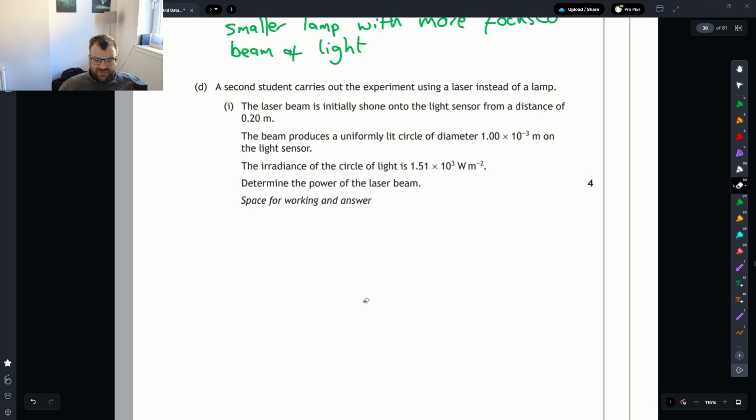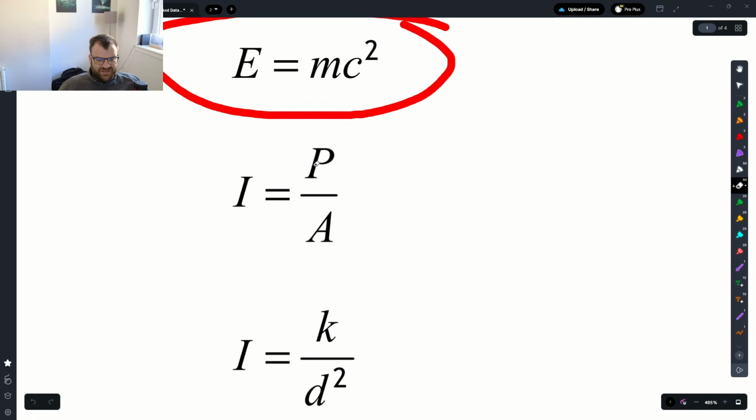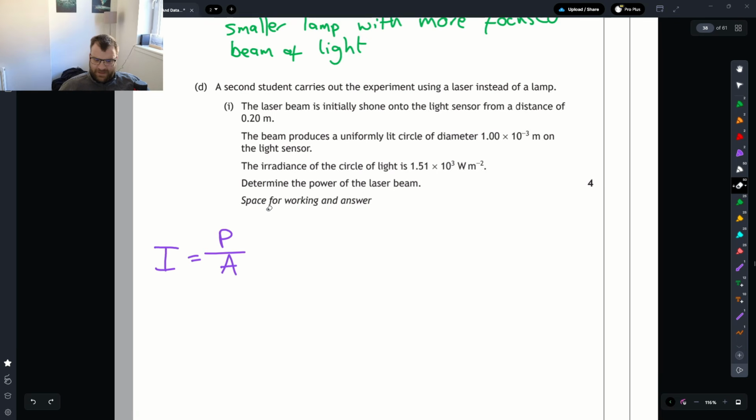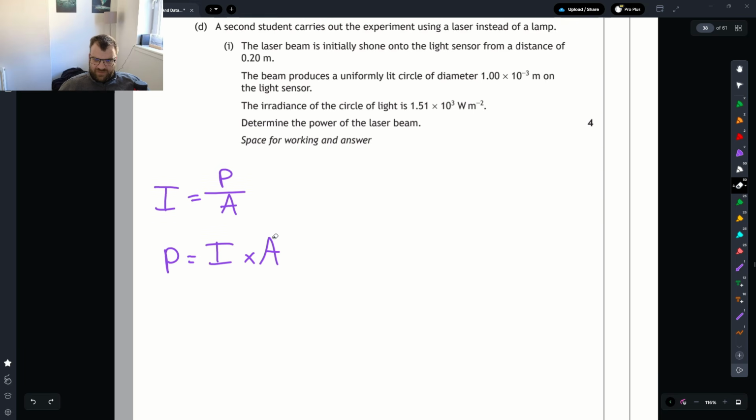Now, in this question, we are asked to work out the power when we're given a distance, a diameter, and the irradiance. That's leaning me towards irradiance is the power divided by the area. So we have most of the things for that. And then that means the power will be the irradiance times the area. And we've got the irradiance, 1.51 times 10 to the 3. We don't have an area, but we are told the diameter. It's a uniform circle. So pi r squared.